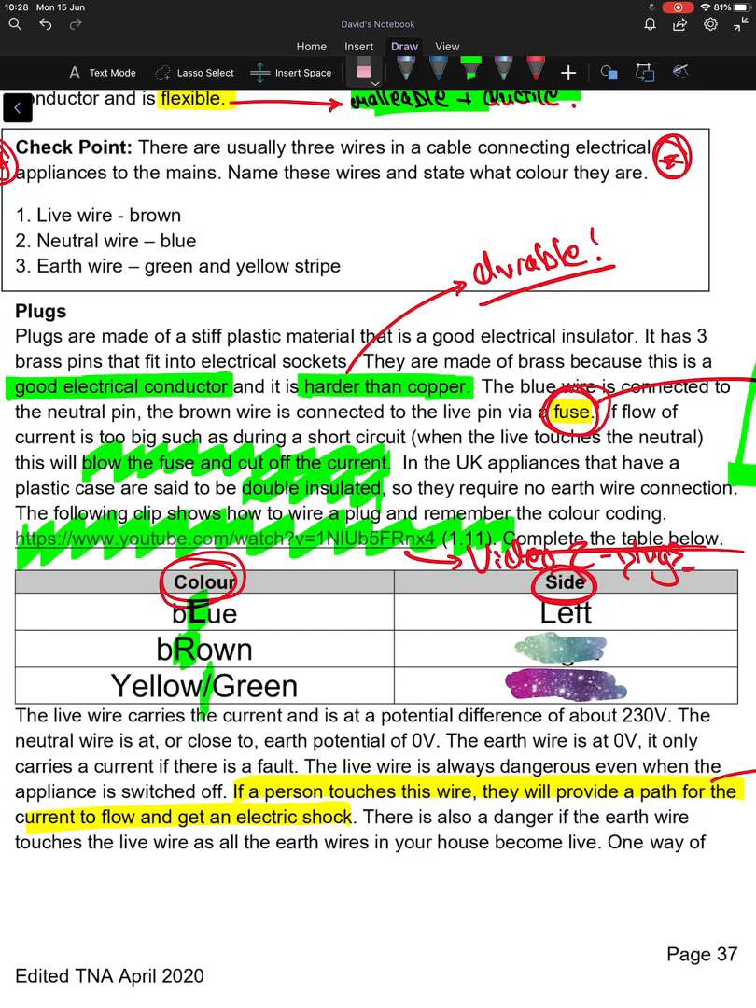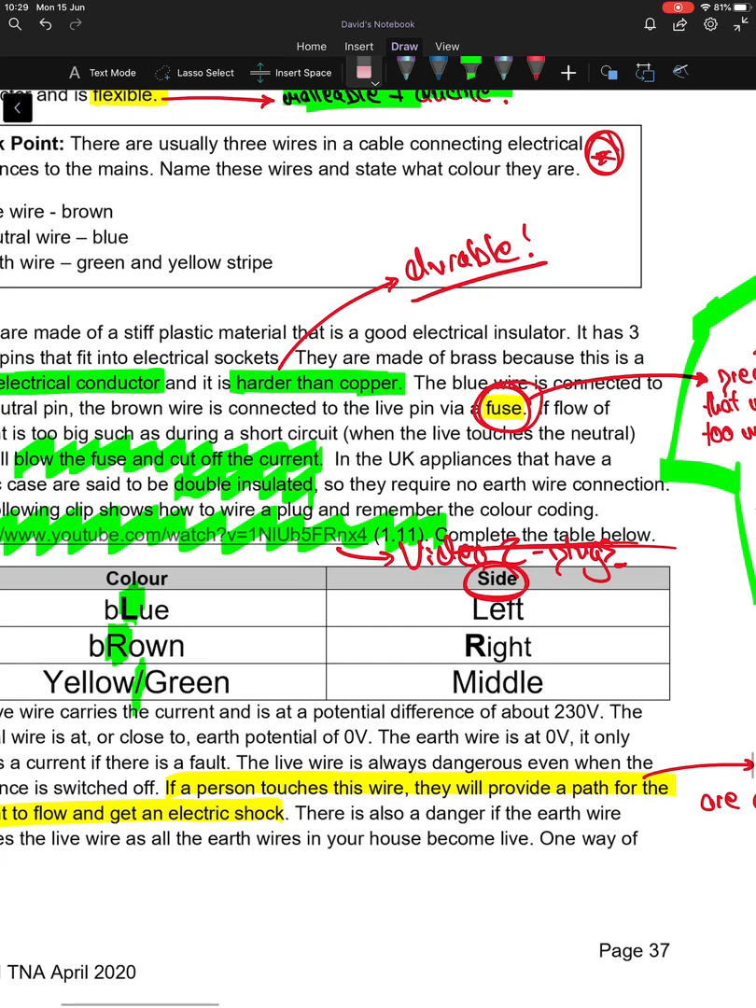Right, if you've watched that video and you've finished it and come back to this one, you should see that the blue wire is located on the left hand side of the plug. The brown wire is located on the right. You see what I'm doing there? Blue, left, brown, right. And then the yellow and green, where's it located? The stripe is in the middle. These are where the wires are located in the plug.